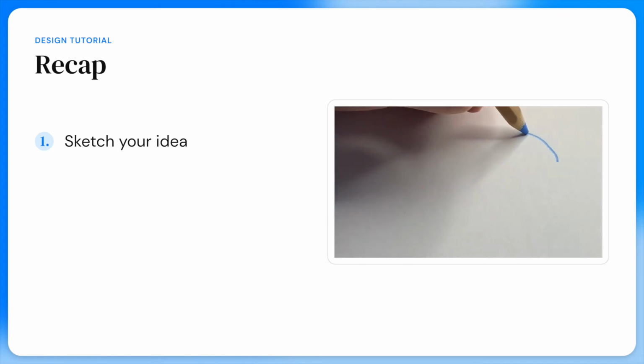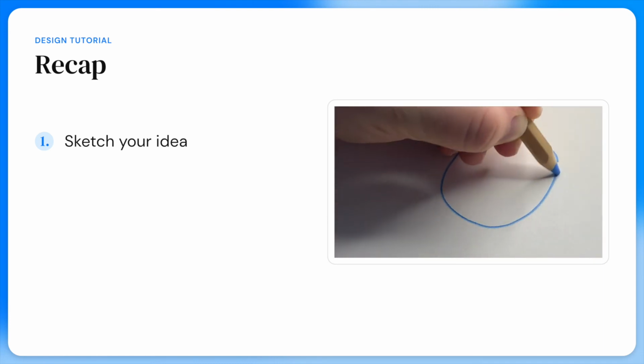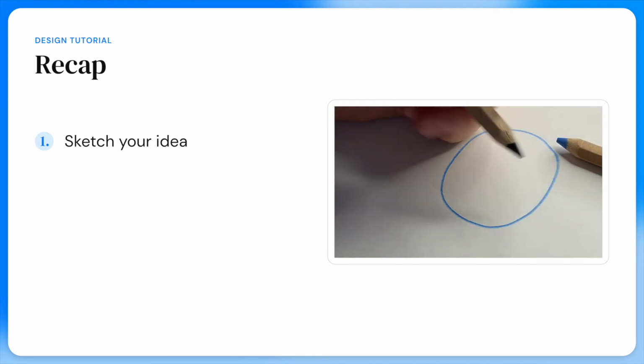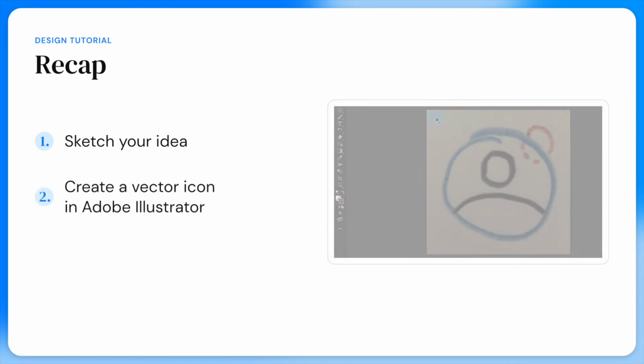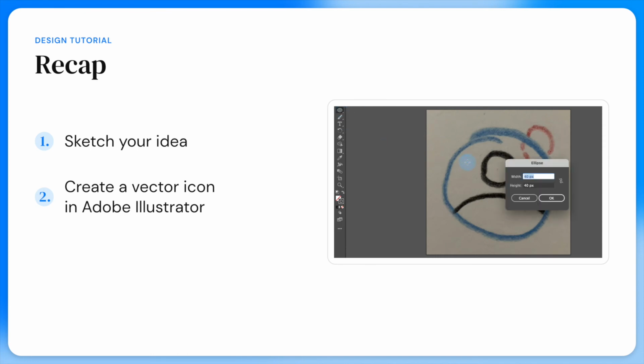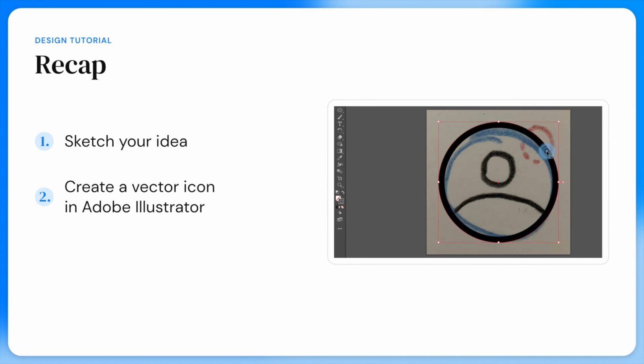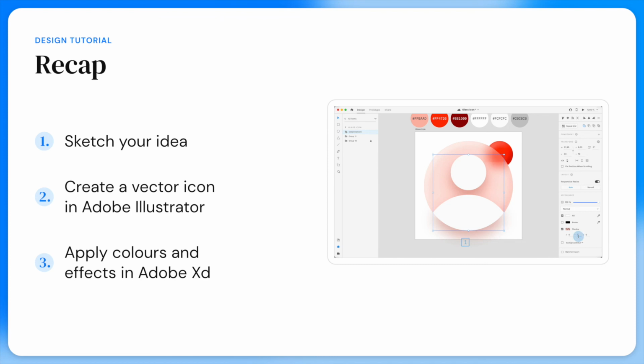Let's recap this tutorial. Sketch your icon idea with 3 color pencils for each of the layers of the icon. Create a vector icon in Adobe Illustrator using Shape Tools and Pen Tool. Apply colors and effects in Adobe Xd. Make sure that you resize your icon to the desired size before you apply the effects.